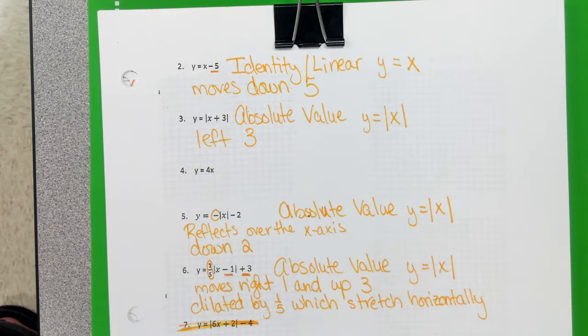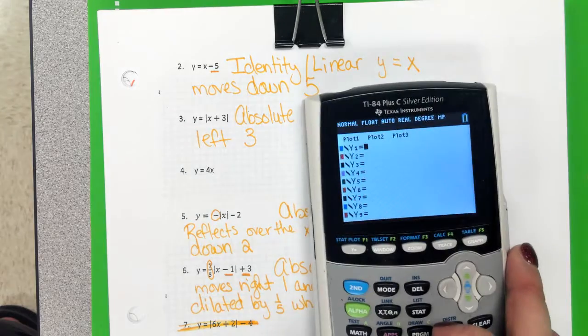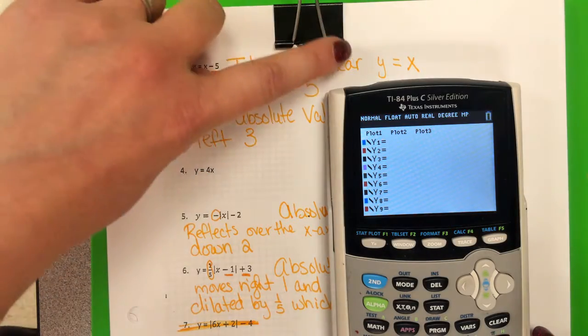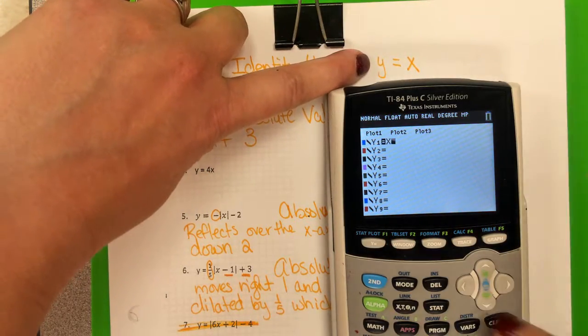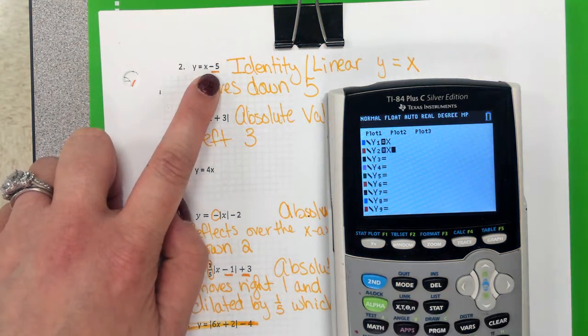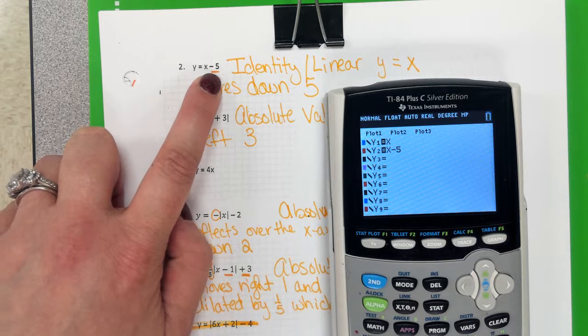Alright, and then grab your calculator. Clear everything out in your calculator. Ethan, up here. What's the parent function? Y equals x. What's the transformation we want to see what happened? That's down 5. X subtract 5.